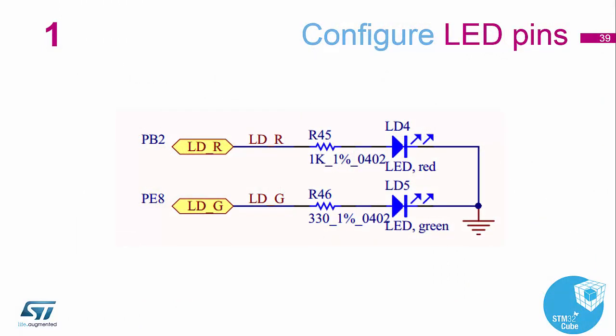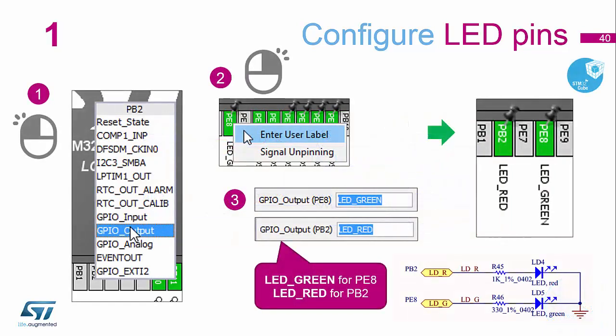So we now need to configure our LEDs. On our schematic diagram for the discovery board, our LEDs are PB2 for red and PE8 for green. Just as we did earlier, we need to find those two pins on our diagram. Left click the mouse and select GPIO output for these two pins, and then we have to edit the labels for these two pins as well so that it matches what we will be using in our pre-written application software. PE8 is LED green and PB2 is LED red, and these are then going to be shown on our diagram like that.